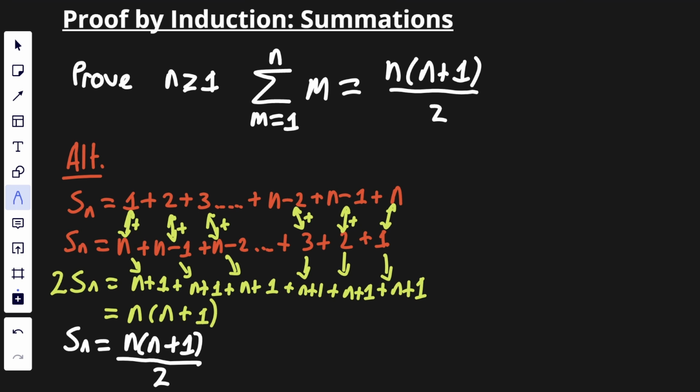So in this video, our goal is to prove that the sum of the natural numbers, i.e. 1 plus 2 plus 3 plus 4 up to n, is equal to n times n plus 1 over 2.